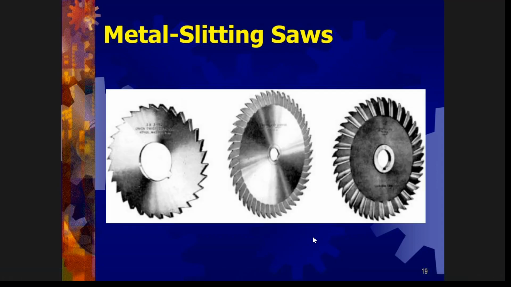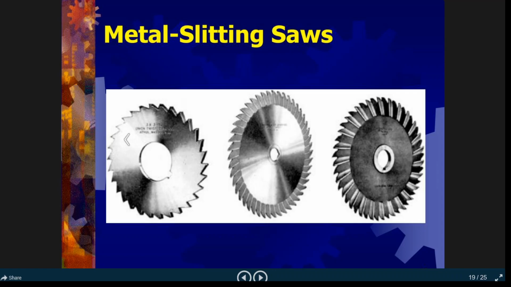So these are the metal slitting saw cutters. You can see here the width of the cutter is very small. This is just like a saw, like the type of saw used for wood cutting. Similar thing, only the difference is that metal is harder than wood. So when we want to machine metal, we have to use a hard material for this cutter.